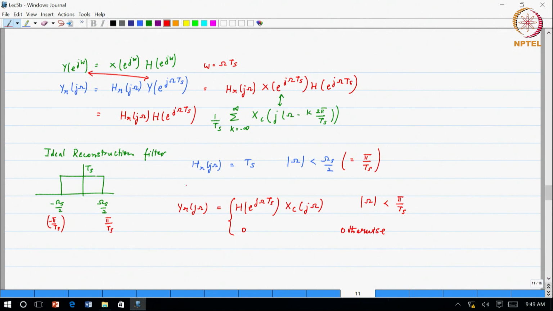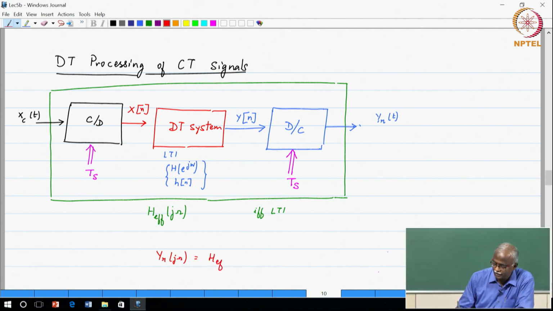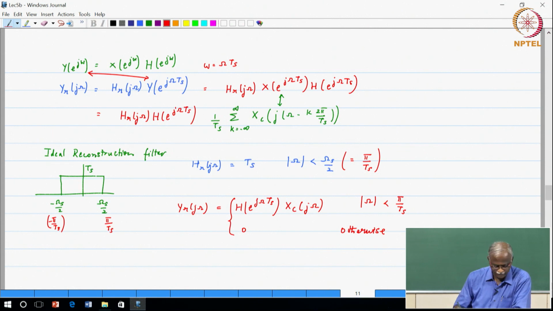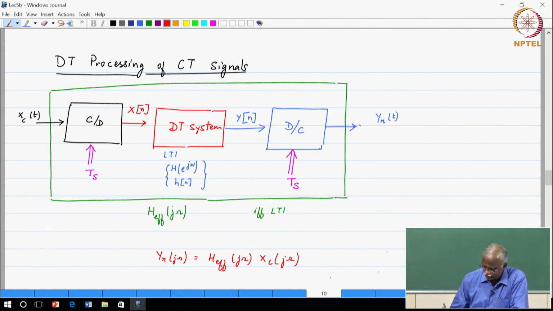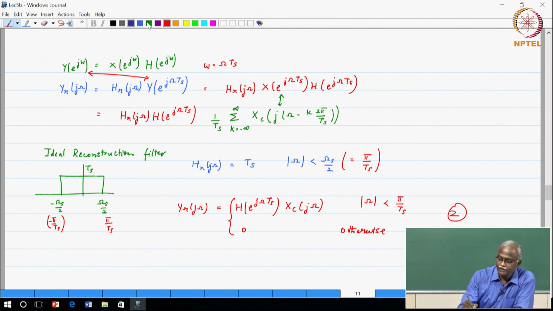Since we are saying that we are preserving linearity and time invariance, we also know the input output relationship for this block can be written as YR of j omega is equal to H effective of j omega times Xc of j omega. Okay, that is the input output relationship for a continuous time LTI system. Comparing this with the expression that we have now obtained, call this equation number 1, this is equation number 2, then you can write down a very important and useful result.